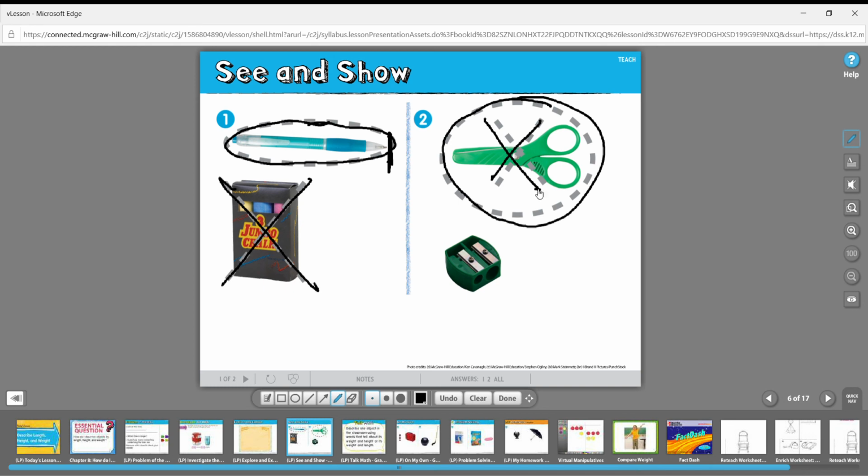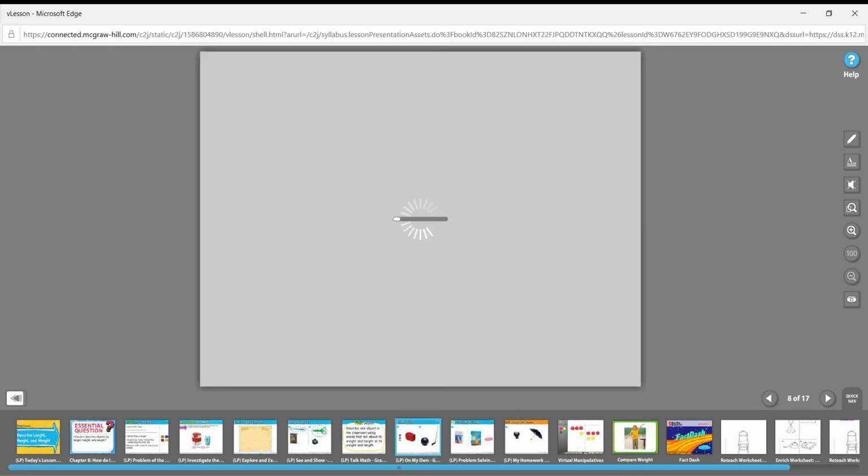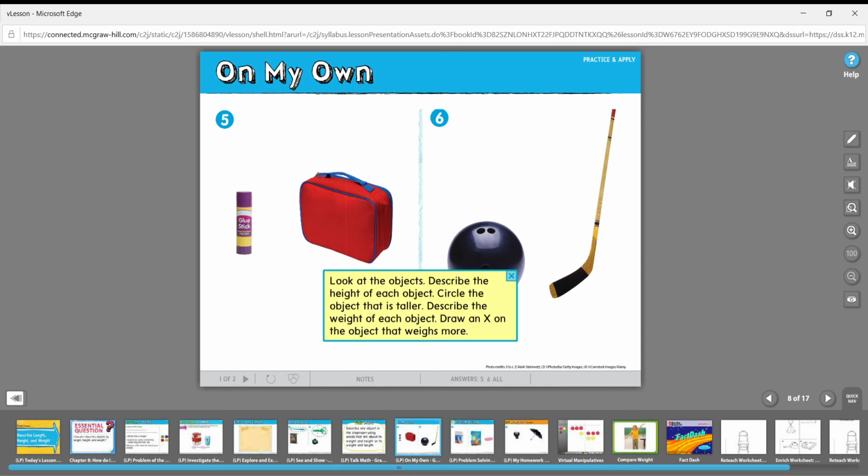Okay, so that's what you do on the See and Show page. And then you go on to the On My Own page. So let's look and read the directions just to be sure for On My Own. Look at the objects for number 5. There's a glue stick and a lunchbox. Describe the height of each object. Circle the object that is taller. Describe the weight of each object. Draw an X on the object that weighs more.